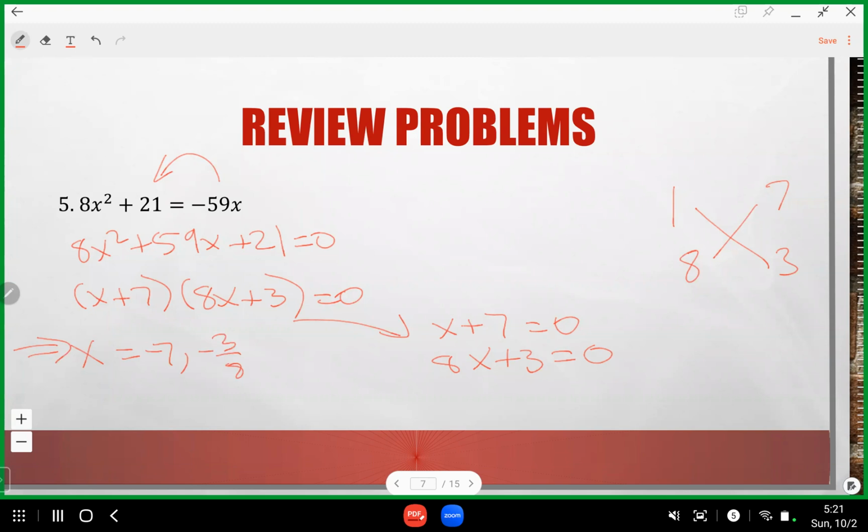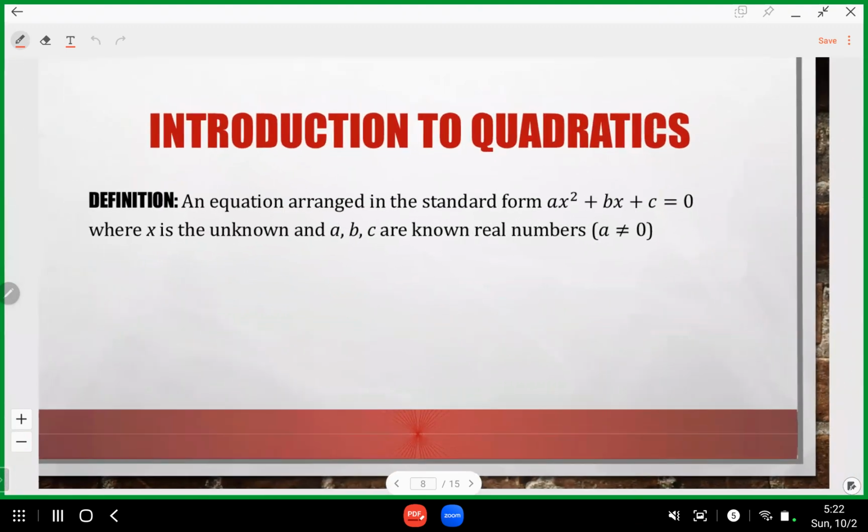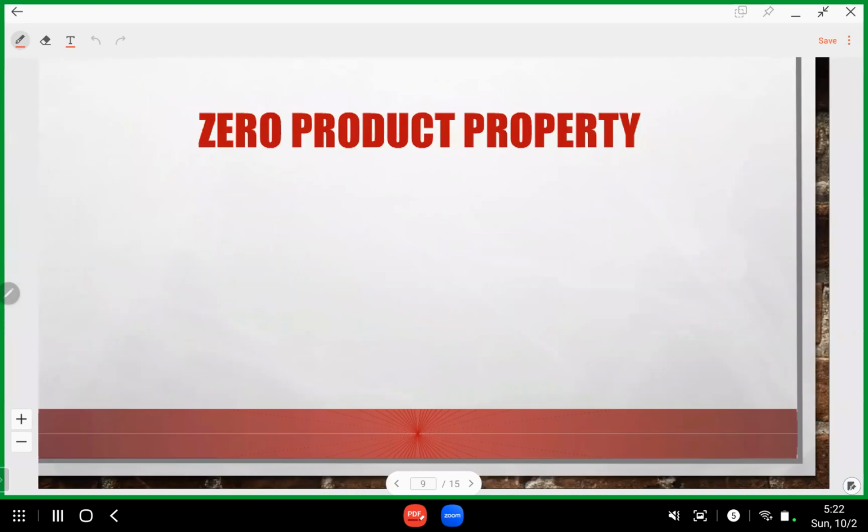Okay, so those are all our review problems. So I hope you guys know how to factor now, and based on all the volunteers and the people that answer, I know that you guys are pretty good at factoring these kind of more complex equations now. Okay, so very good. So let's look at some review. Okay, so let's review a little bit of stuff.